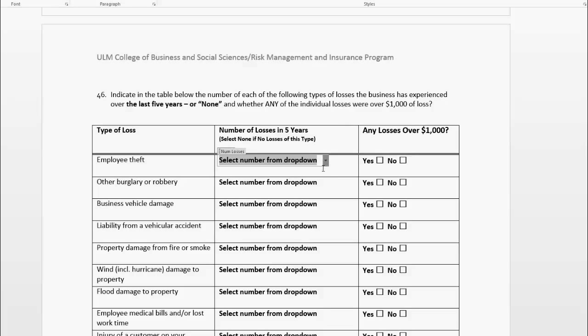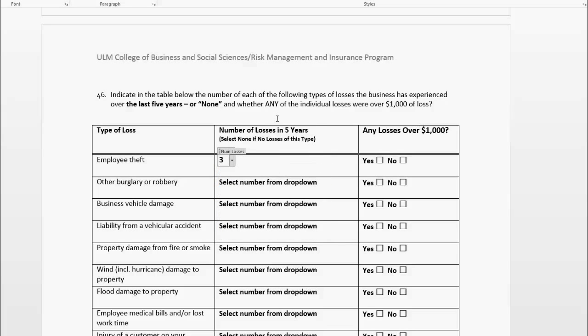I've had a lot of students who actually knew the business pretty well, and the business owner will say, well, none. And the surveyor will say, didn't you tell me you had a theft 2 years ago? Sometimes it takes them a while to recall the losses that they've had.